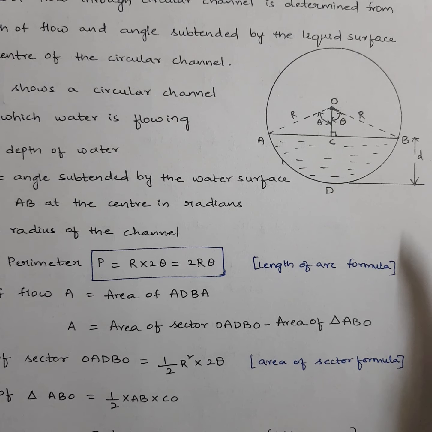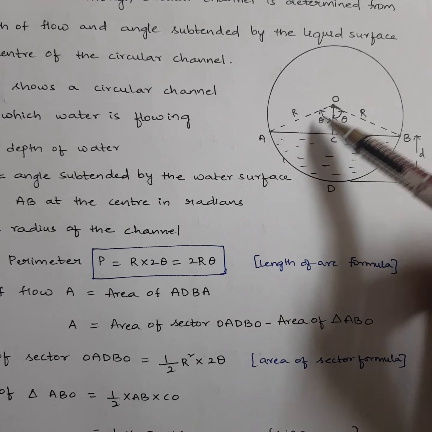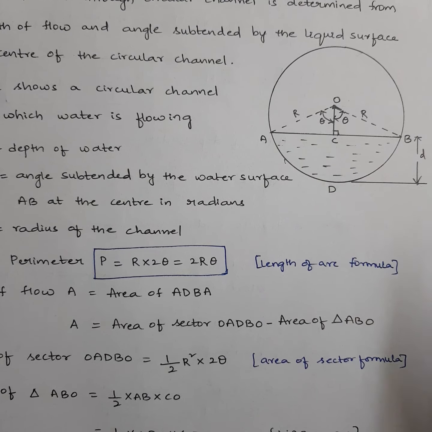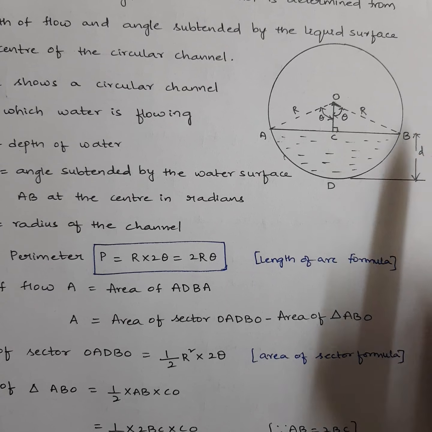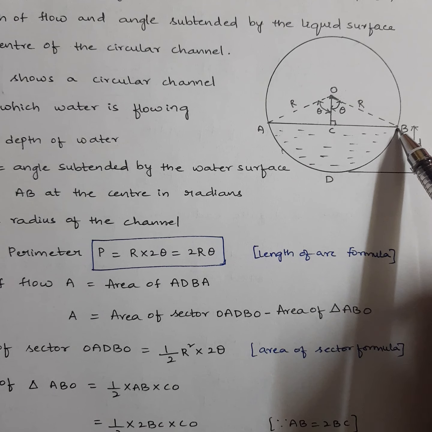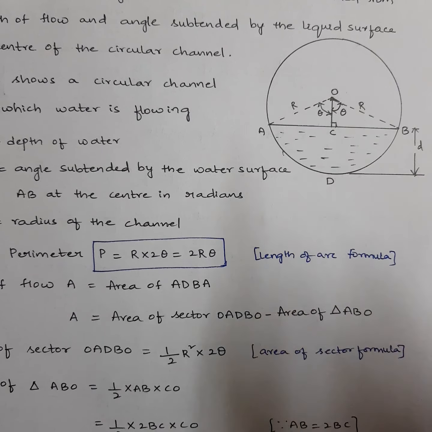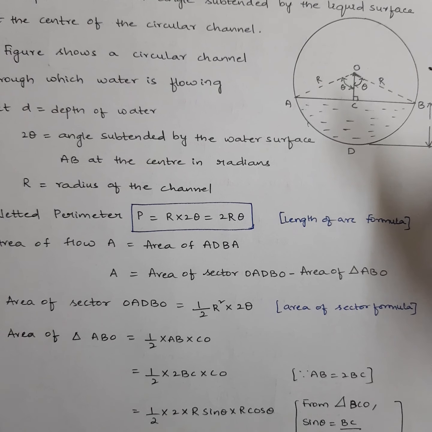What do I require? This half moon shape area. So what I'll do? Remove this triangular portion from the sector. Finish. You will get the area of the flow. So area of flow will be given by area of the sector OADB minus area of the triangle OAB. Remember this. First let me calculate the area of the sector formula.